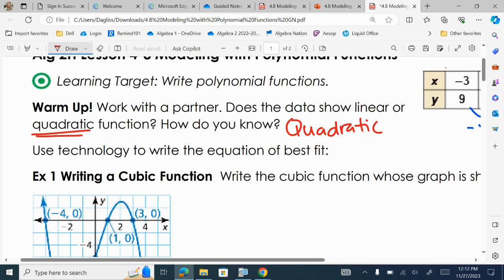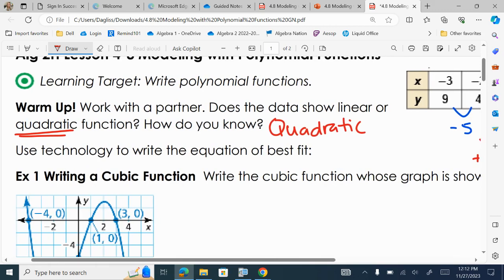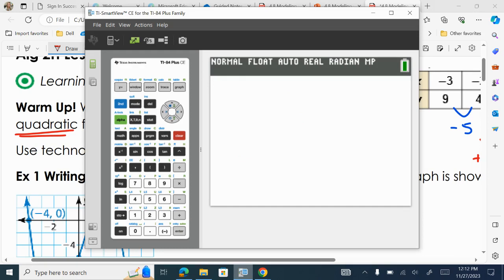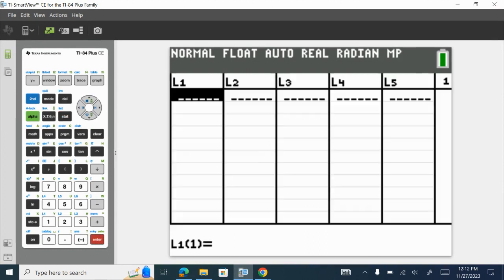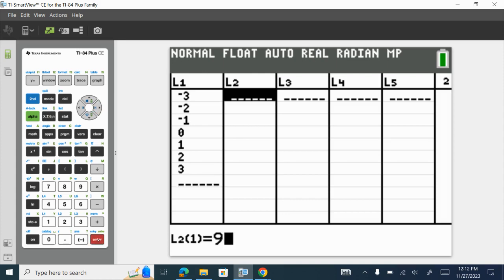Okay, then it says use technology to write the equation of best fit. Okay, we've done this before. You got to make a list, an L1 and an L2. Remember this, maybe? Yeah, you push your stat button. You push enter. And we make our list. So list 1 is -3, -2, -1, 0, 1, 2, and 3. And then your second list or your y values were 9, 4, 1, 0, 1, 4, and 9.